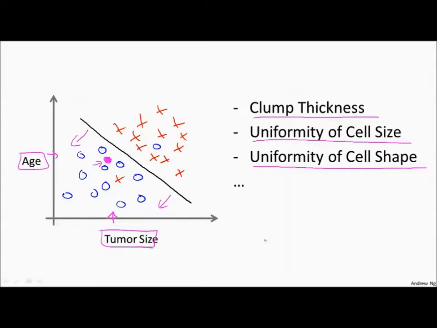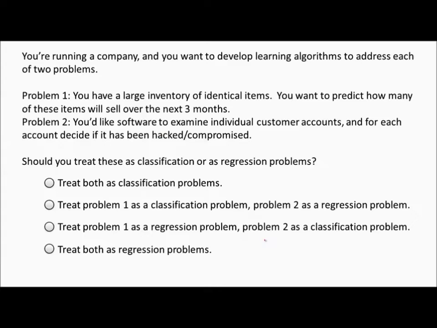Here's a quick wrap-up question. Suppose you're running a company and you want to develop learning algorithms to address each of two problems. In the first problem, you have a large inventory of identical items. So imagine that you have thousands of copies of some identical item to sell, and you want to predict how many of these items you sell over the next 3 months.